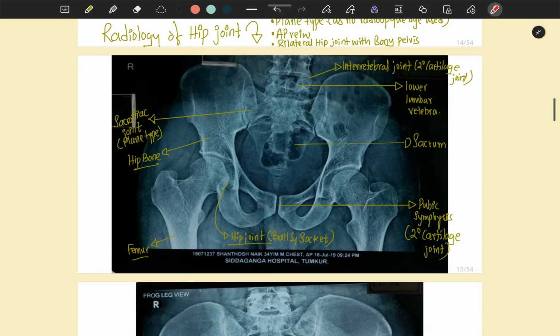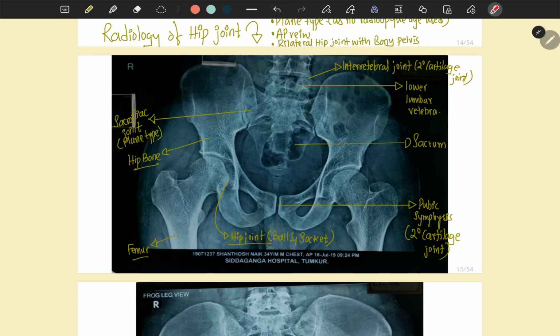So coming to the femur. In the femur you can see the head, which is round, and you can see the neck, and the two trochanters, greater trochanter and lesser trochanter. These both are connected by the intertrochanteric ridge. You can appreciate here, this is the intertrochanteric ridge. This is greater trochanter, lesser trochanter. This is the intertrochanteric ridge.